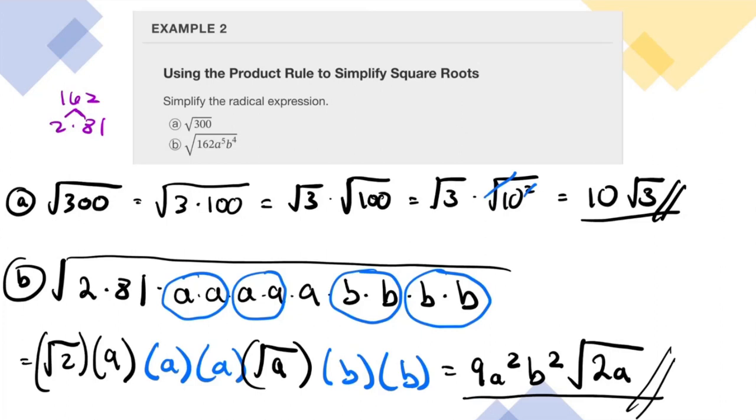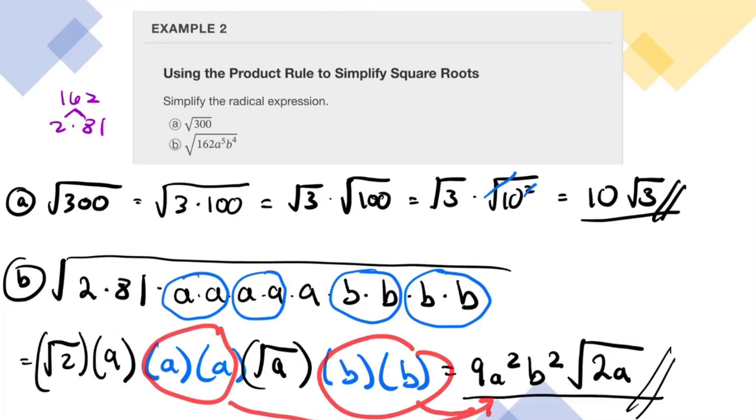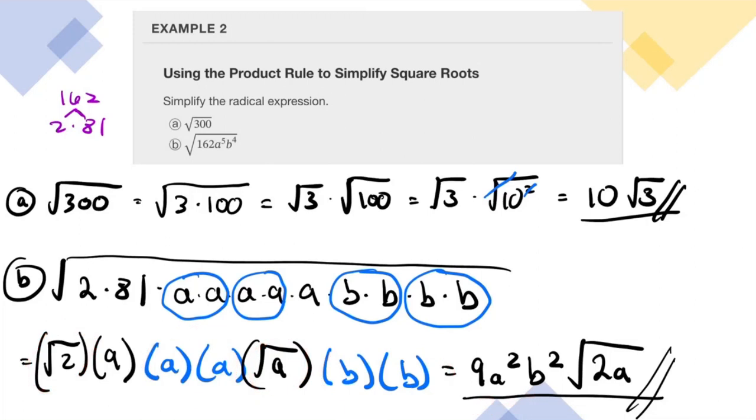See here, 9 is there. It came from the square root of 81. A times A is A squared. B times B is B squared. And then this A is still in the radical, and that 2 is still in the radical, right? So that's what we got.